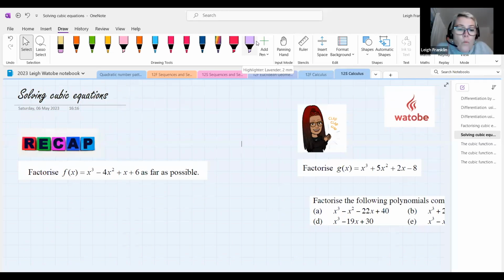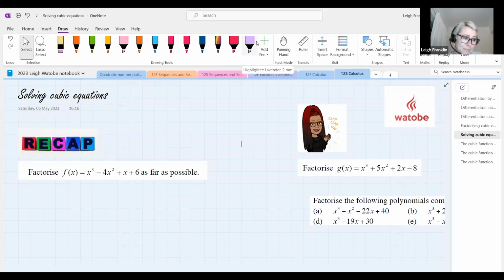Okay, so what I wanted to go through with you, which I obviously didn't get a chance to show you last week, was how to factorize cubic expressions, because you need that in order to be able to solve cubic equations. And the method that I want to teach you might be different from the method that your teacher is teaching you at school. Maybe they're doing synthetic division, maybe they're doing long division. It really is your choice at the end of the day.